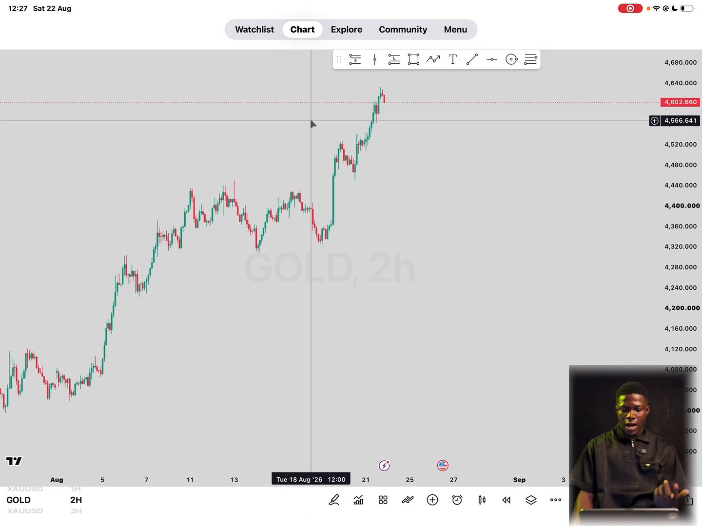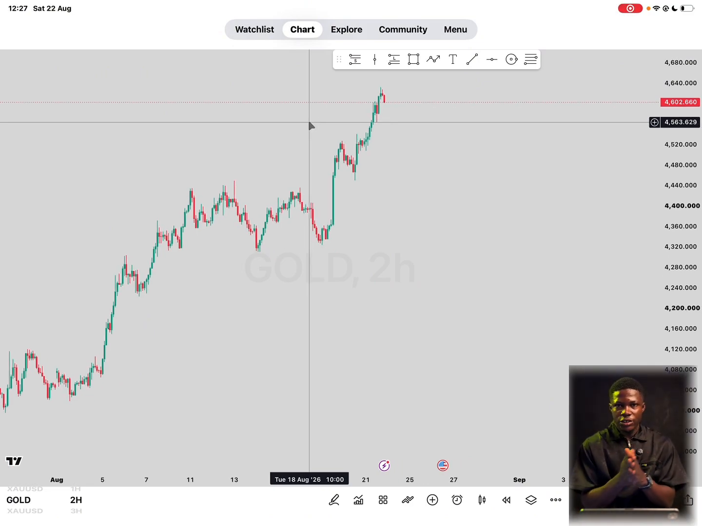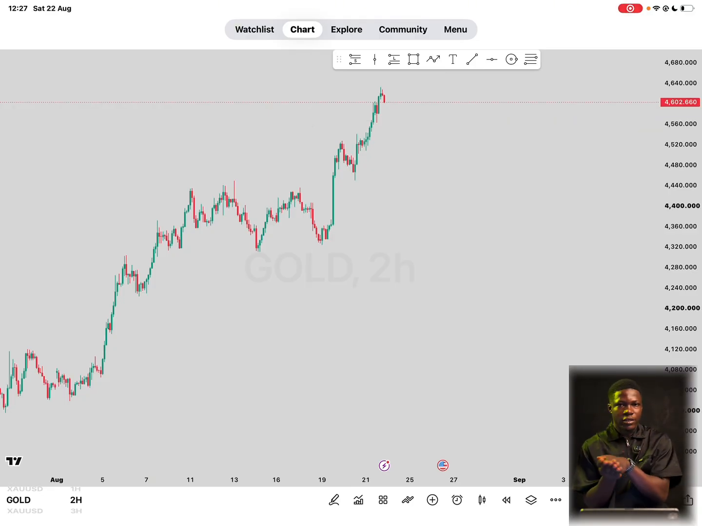No matter the type of strategy you are trading on the forex market, you have to know the basic market structure, because that's what tells you the direction of the market. You can't just enter a trade without knowing where the market is coming from or what the market is going through. You have to know the current market structure you are in.